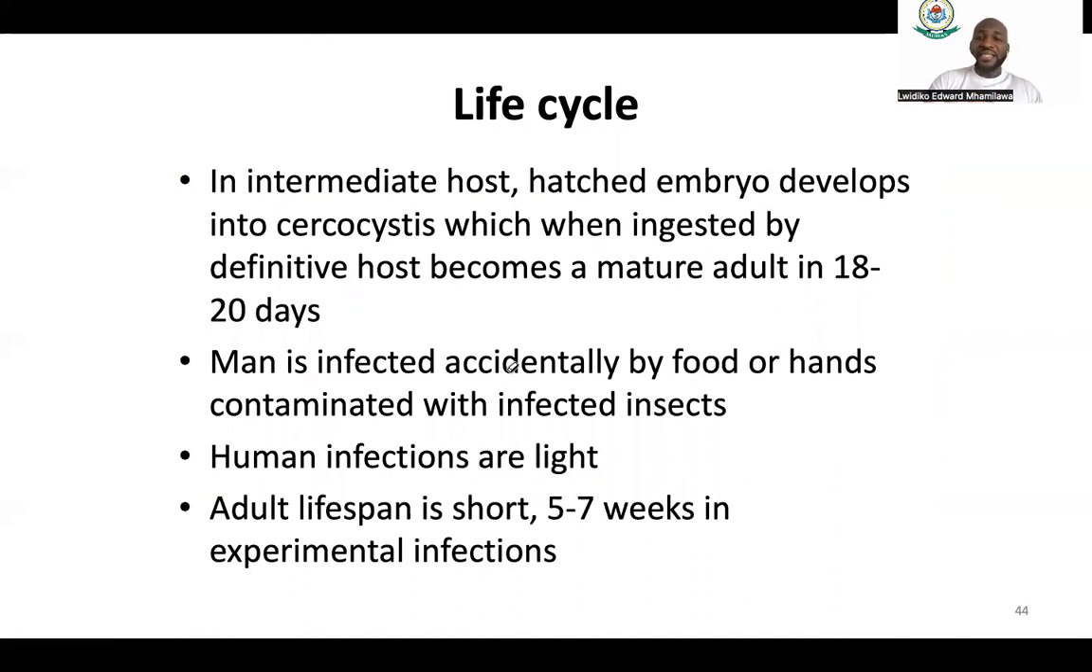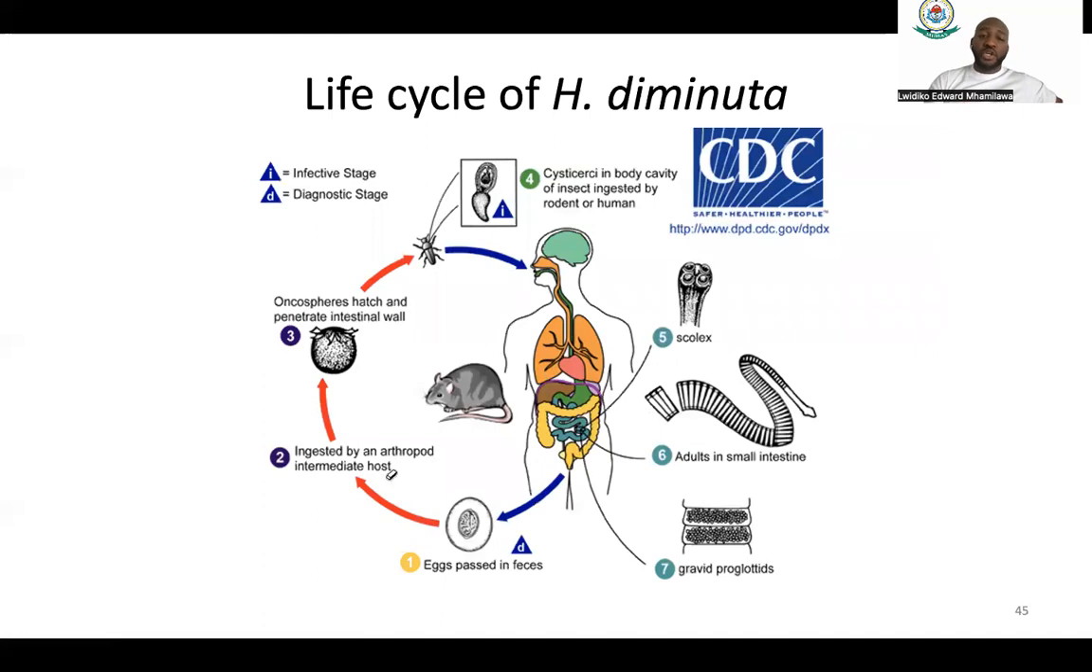And man is infected accidentally by foods or hands contaminated with the insects. The human infections are usually light. The lifespan is short, up to 5 to 7 weeks, especially in experimental infections. You would see now, in this case, someone can ingest the insects, the fleas and things like that, that have the cysticercoids, and then they would develop in the intestines and pass out the eggs, continuing the cycle.